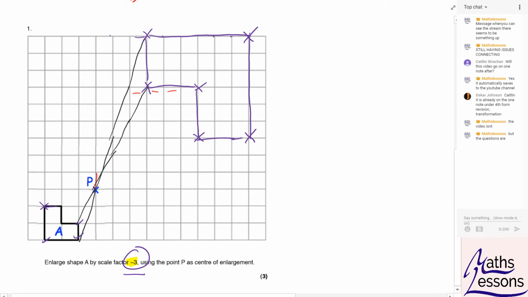As you can see, I haven't got a ruler on me on this one, and oh no, it's wrong. You can see I'm trying to fix it. So I'm going to go 2 across there, 2 across there, 2 across there. There we go. There's some rulers, construction lines drawn in for you. So that's how you do enlargement scale factor -3.